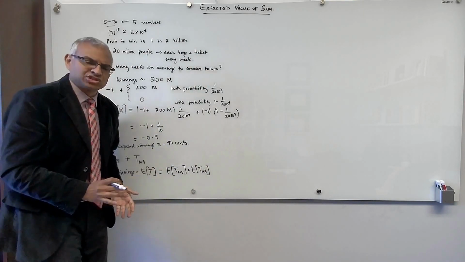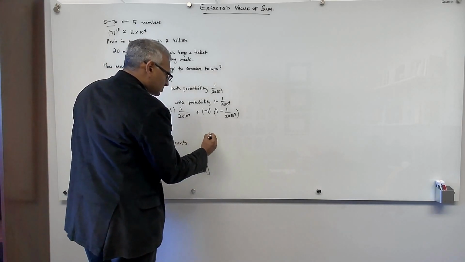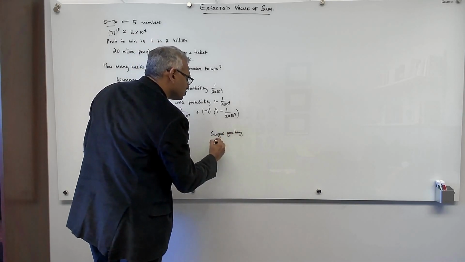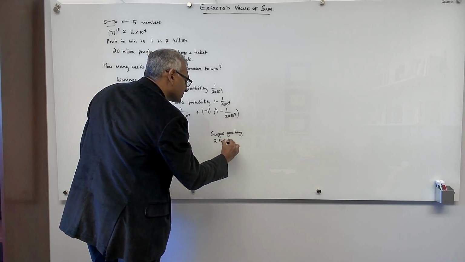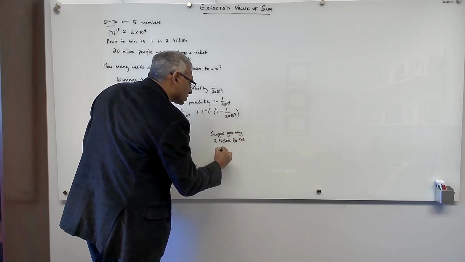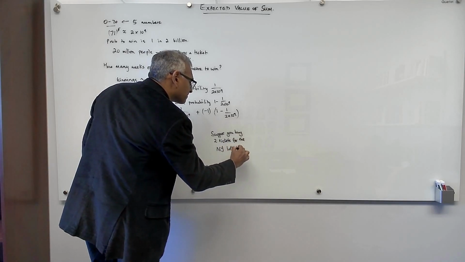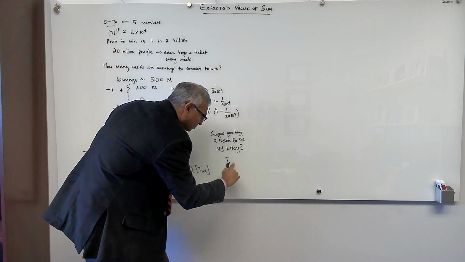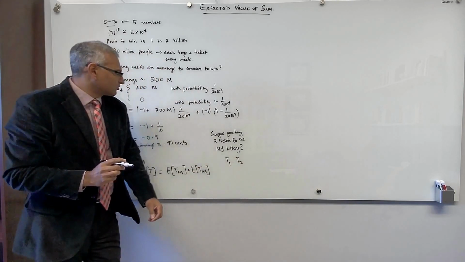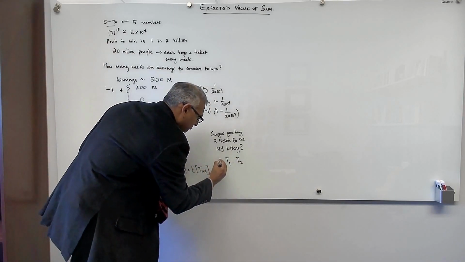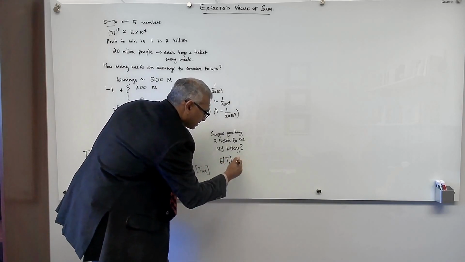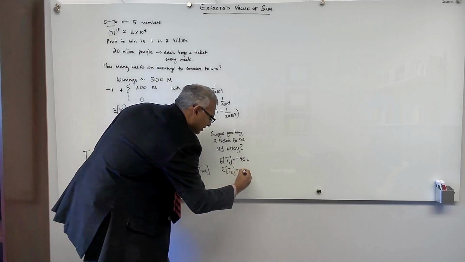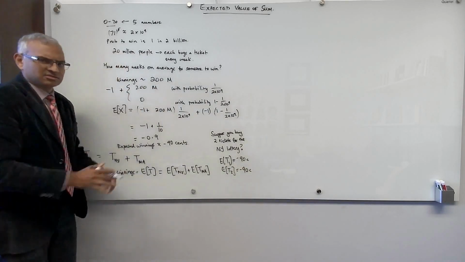But now let me throw in a wrench. Suppose you buy 2 tickets for the New York lottery. Now what happens? Let's call those tickets T1 and T2. Now the expected winnings for ticket 1 is minus 90 cents. The expected winnings for T2 is minus 90 cents. We just imagine that it's this lottery that's being played.